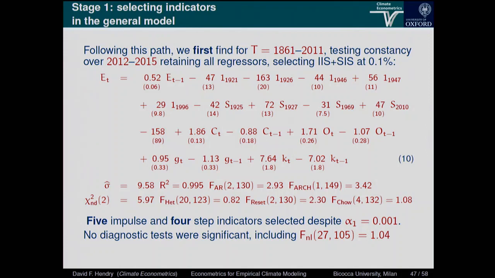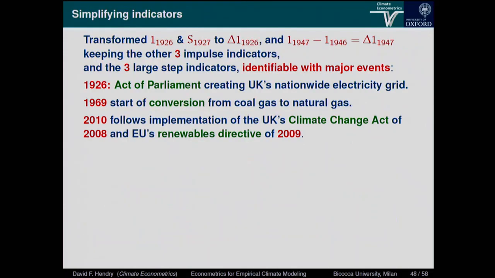And we can divide at least 2 of the steps into 1. The steps for an indicator for 1926 and a step for 1927 become a change in an impulse in 1926. And the 2 impulses for 47 and 46 become a change in the impulse. And then we get the crucial 3 large step indicators that are identified with very major events in the UK. The 1926 Act of Parliament that created the UK's nationwide electricity grid, before that it was a free-for-all and enormously inefficient. And this act has lowered the average usage of electricity ever since by having it common across the country.